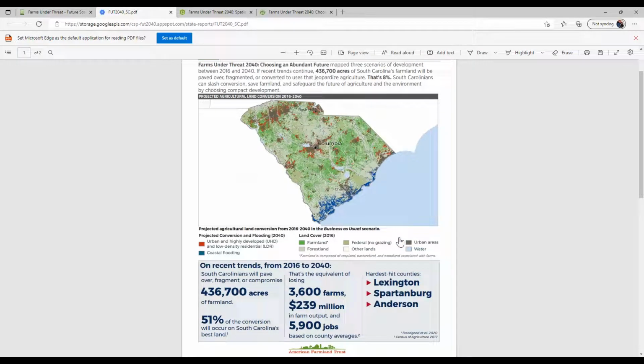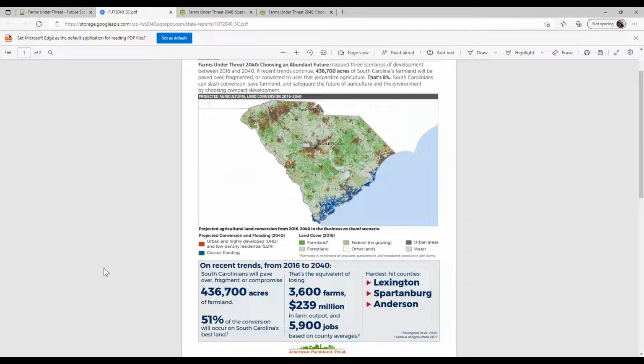From here, you can not only see the trends in this 436,000 acres of potential conversion, but we also took that likely conversion and looked at what that impact would be on the industry of agriculture in South Carolina. And so our projections show that that translates into the potential loss of 3,600 farms, 239 million in lost farm output, and nearly 6,000 jobs related to agriculture. These were all numbers that were derived from the 2017 Census of Agriculture.